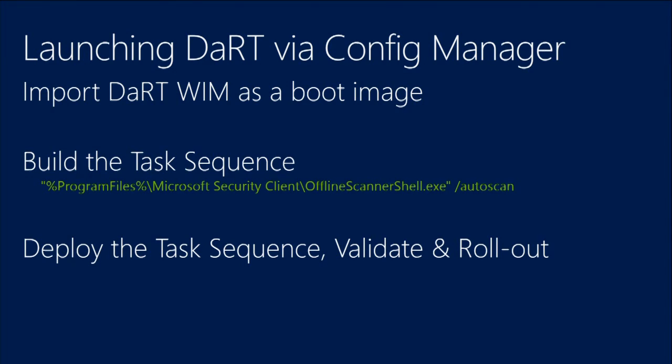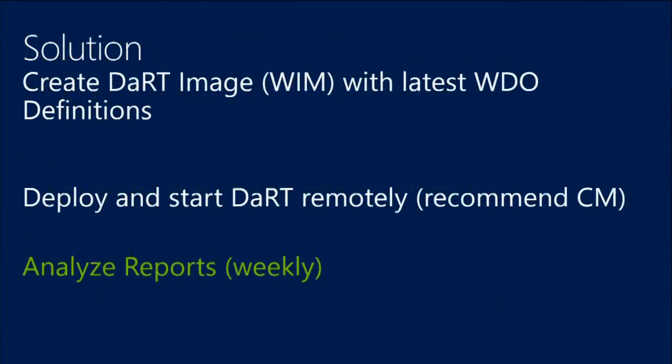After you get your task sequence all put together and you deploy it and you hook it all up, then you want to deploy the task sequence, maybe do some testing, make sure that everything's working the way that you think it should be done, and then you roll it out to your users. So we've created the WIM in an automated fashion. We've got an infrastructure and a process and a methodology set up to push it out to our users on a regular basis. What's left now is to analyze the reports.